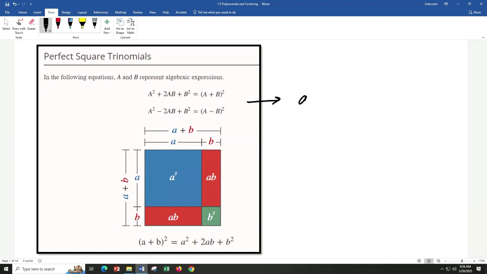It will look like this: a squared plus or minus 2AB plus b squared will always factor into (a plus or minus b) squared. Let me show you what that means. I'll give you an example below. You don't have to worry about the square.